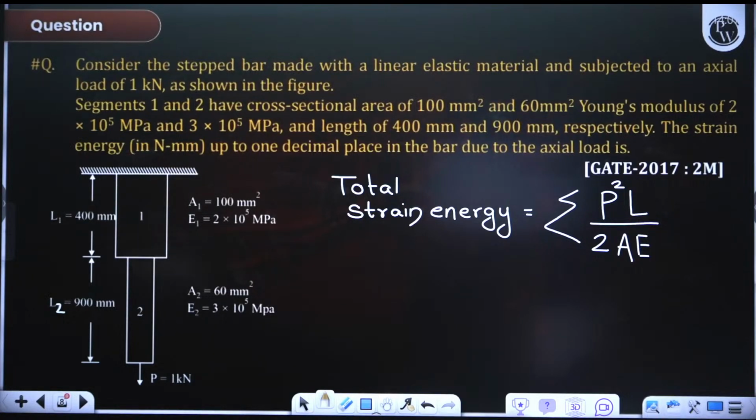See, both bars' area is given, E is given, length is also given. It's a very straightforward question. You just need to know the formula and apply it, and convert everything into Newton mm, because the strain energy is asked in Newton mm. So all the units should be in either Newton or mm.